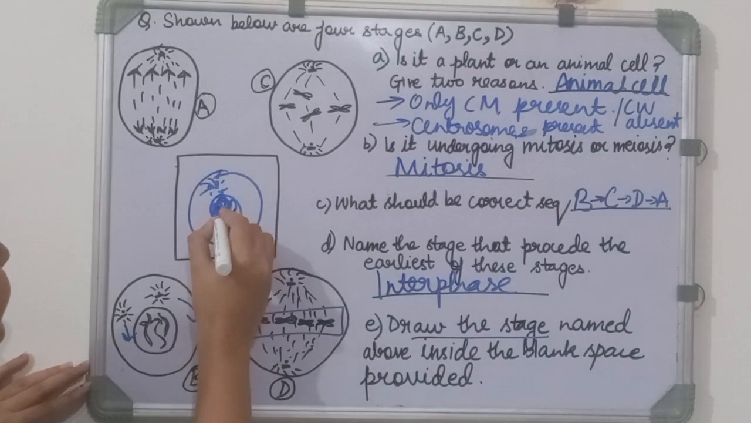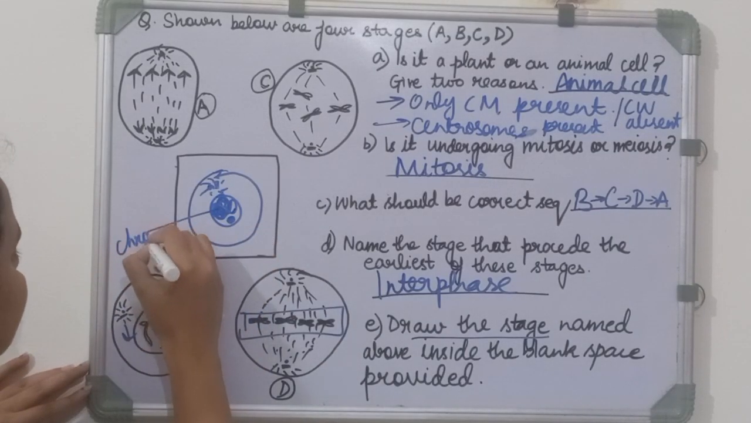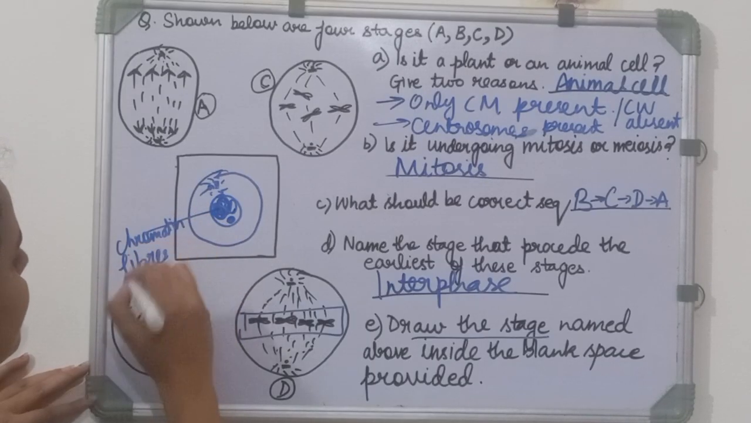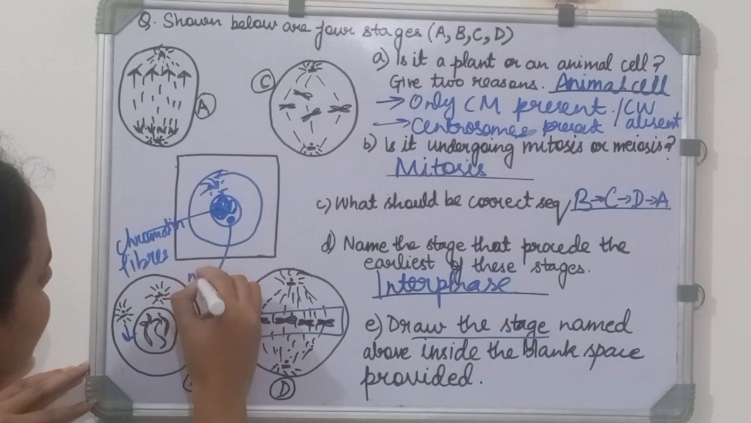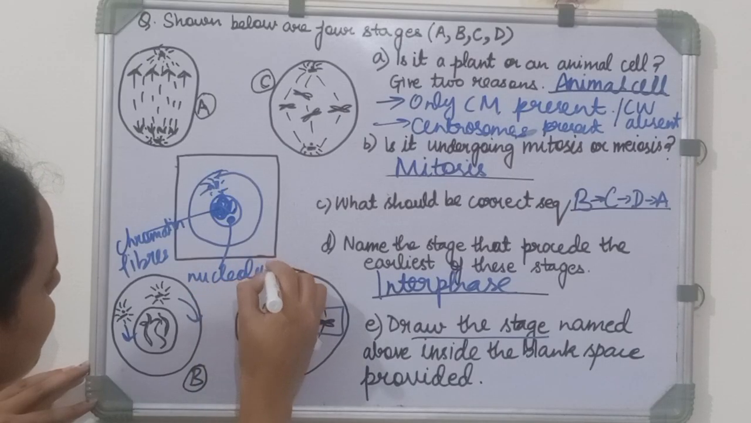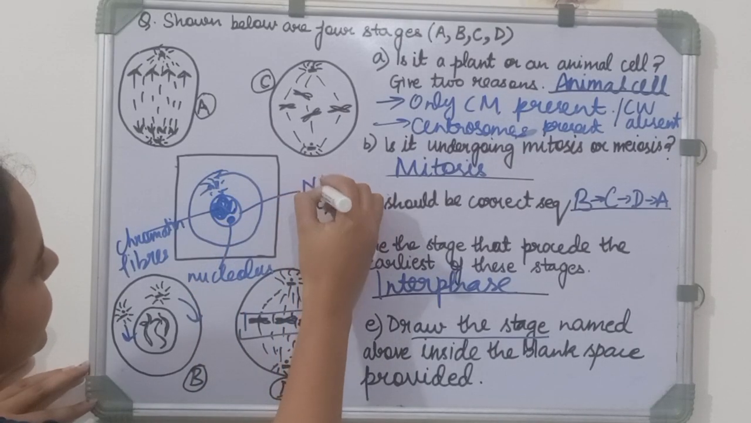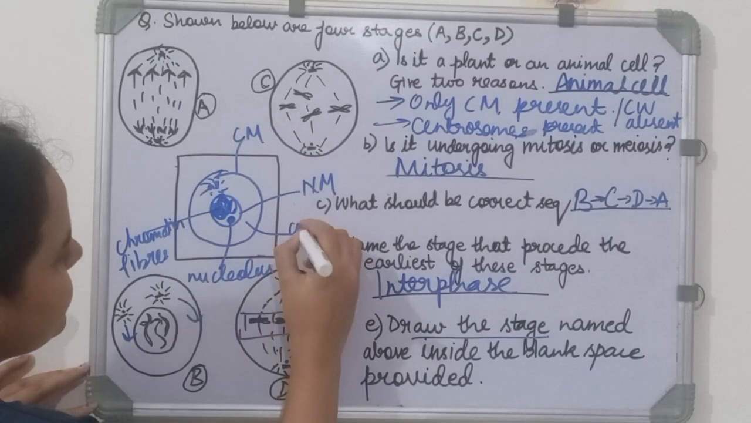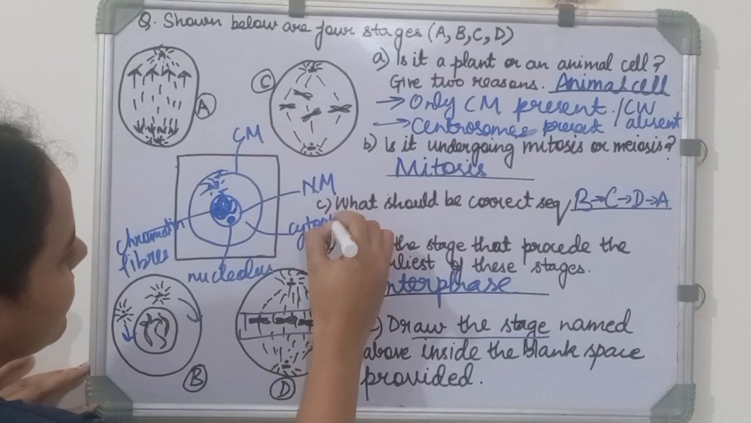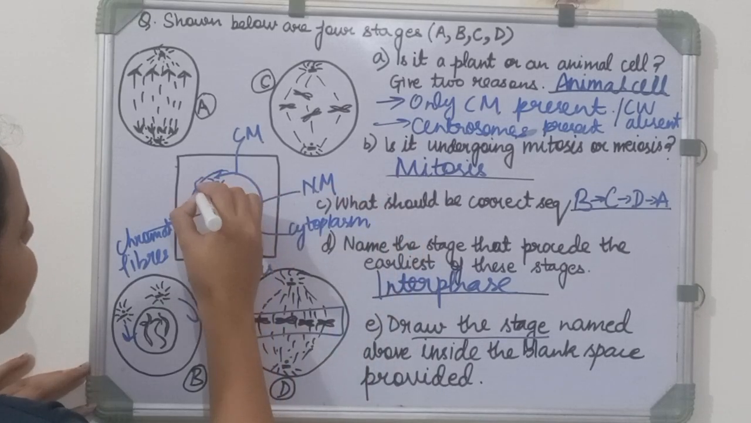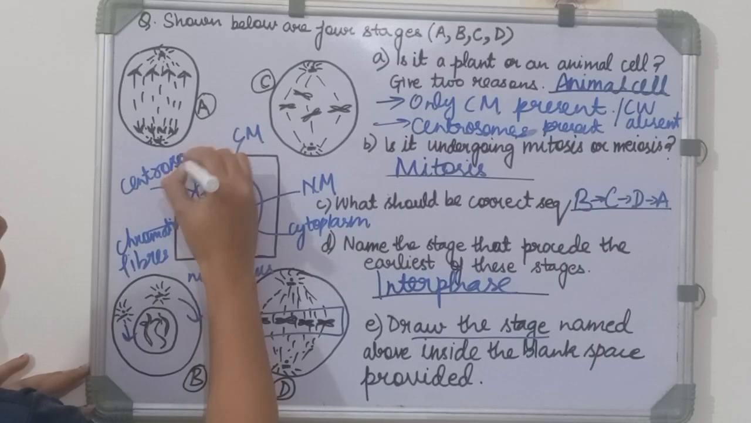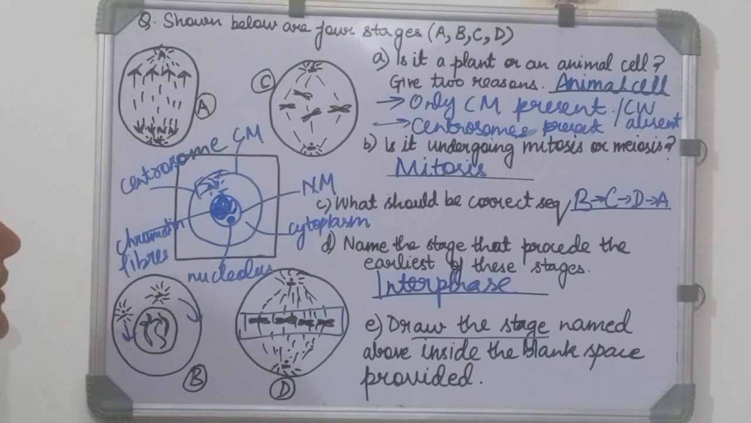Okay, so let's label it. These are chromatin fibers. This is nucleolus. This is nuclear membrane. This is cell membrane. This empty space is cytoplasm. This whole is centrosome. Centrosome containing two centrioles, you may write. Okay, so this is the last question of today.